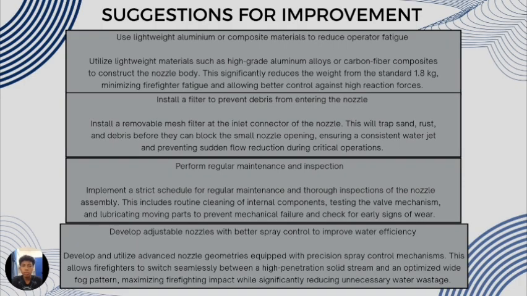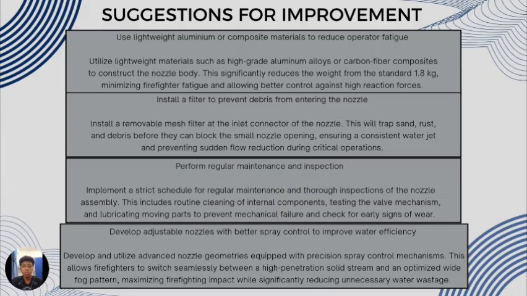Moving on to the suggestions for improvement to enhance the nozzle performance, we propose four main solutions. First, we can use lightweight materials like aluminium alloys to reduce weight and operator fatigue. Second, we should install a removable mesh filter to trap sand and rust, preventing any nozzle blockage. Third, we highly recommend regular maintenance and inspection to clean internal components and check for wear. Lastly, we can develop advanced nozzle geometries with better spray control to maximize efficiency and reduce water wastage.